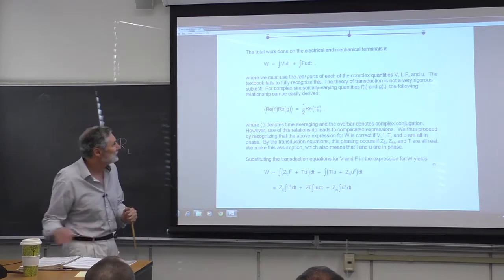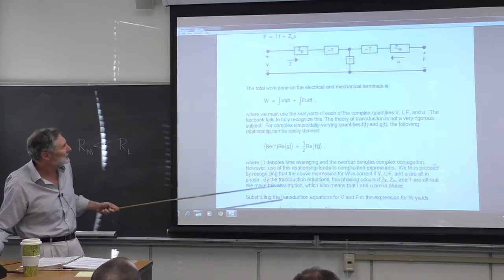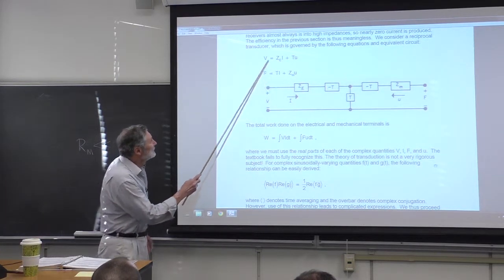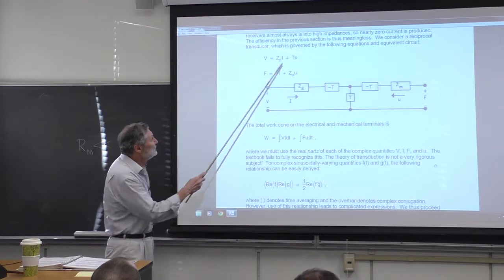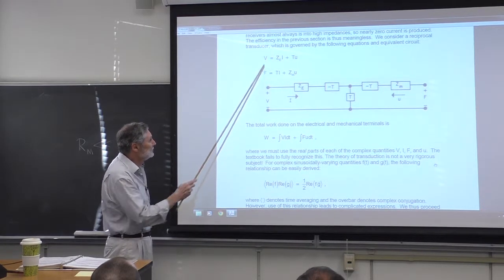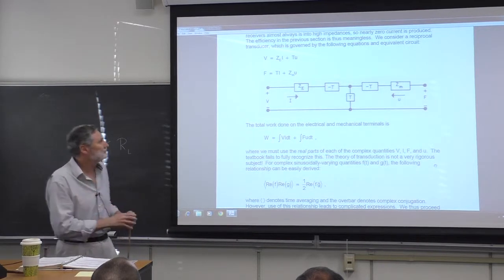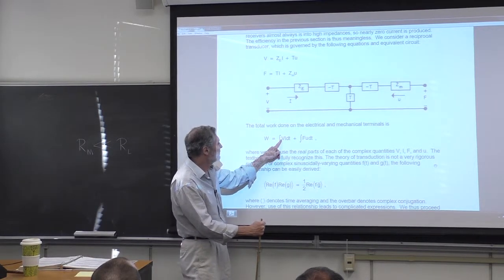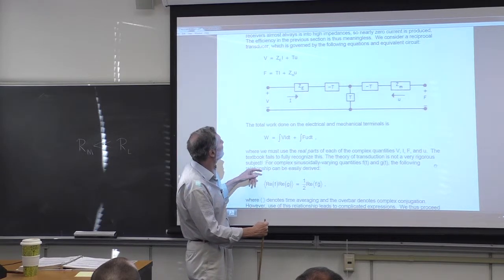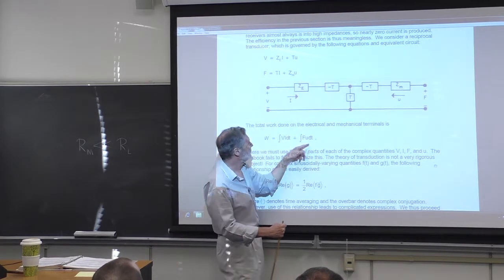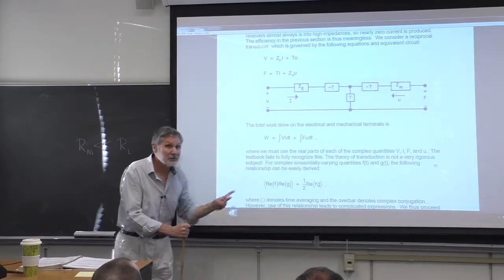So what we do, to analyze this, is take the transduction equations and substitute these expressions for the voltage and the force into here. That's going to give us 4 terms, right? Because there are 2 terms for V and 2 terms for that. We're going to get 4 terms. However, 2 of the terms are going to be the same.